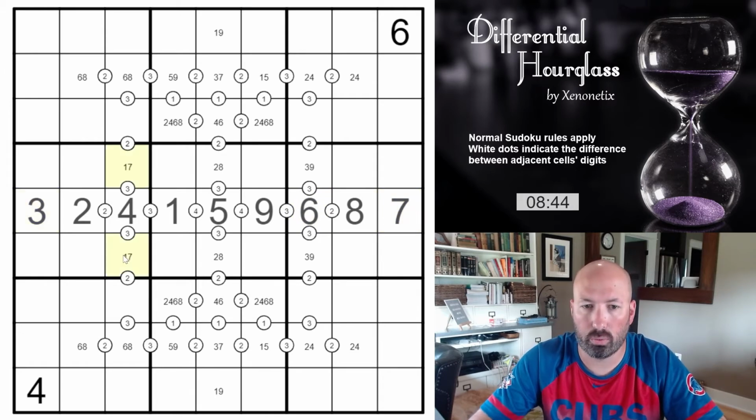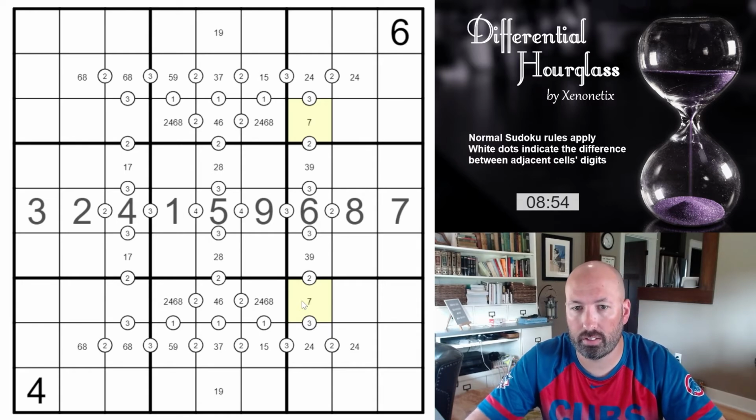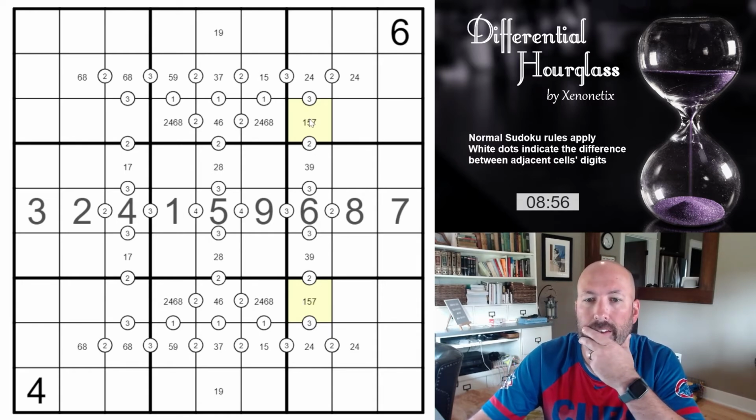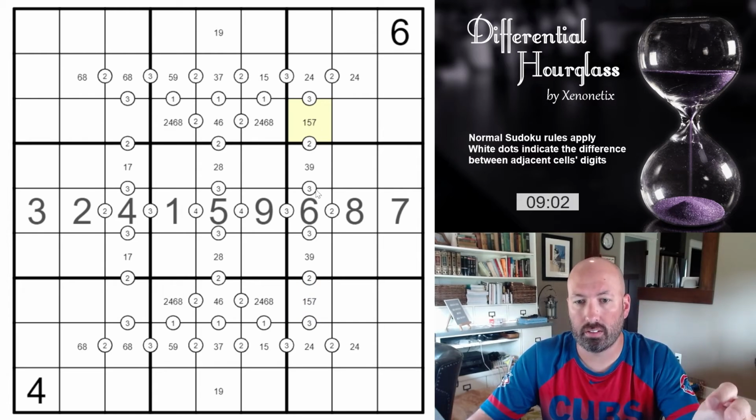This one is 1 and 7. Now, do we know? So one of these is going to be a 1 or a 5, and the other one's going to be a 7. So there's definitely a 7. Okay, right. So there's definitely a 7, right?